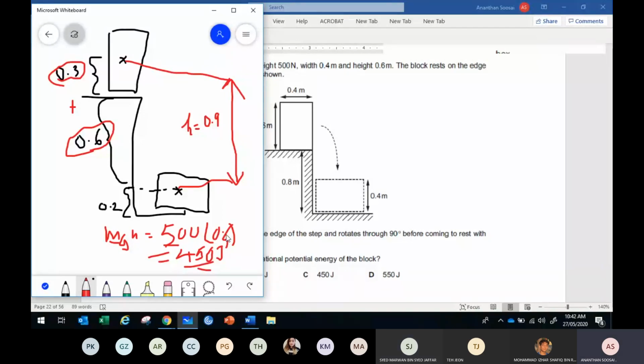So something learned here: for gravitational potential energy, the height is only measured from the center of gravity. So the answer should be C. Any problem here? Anyone got a problem? So I hope you understand, the center of gravity is used to find the potential energy. Okay, let's move on. More questions?